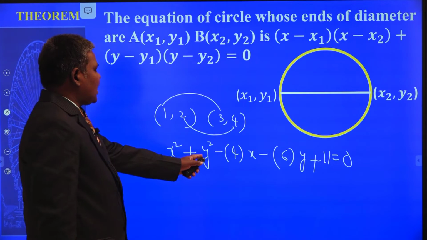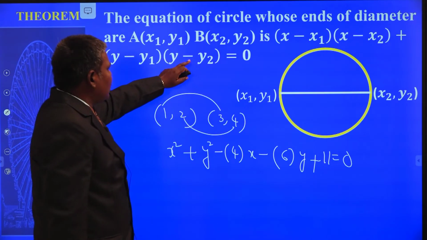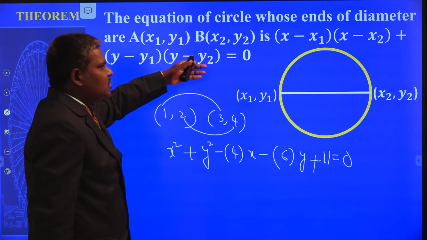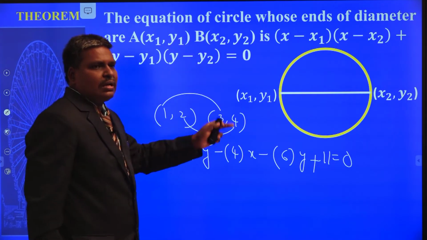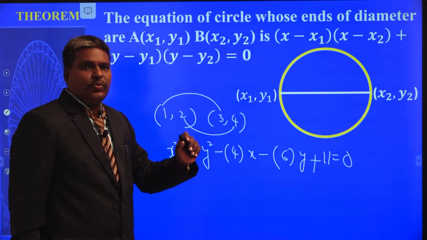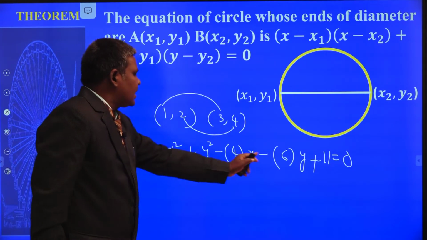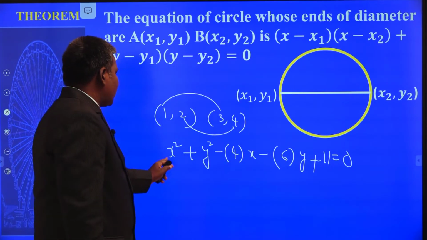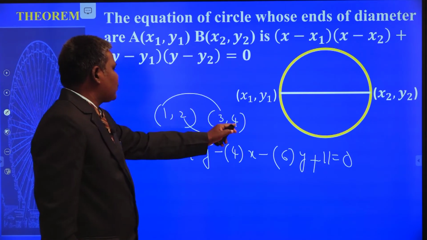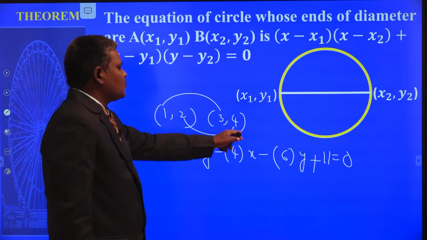I am using the formula above this one. In the derivation we got some equation which is above this equation. That is what? x square plus y square minus of (x1 plus x2) into x minus of (y1 plus y2) into y plus x1 x2 plus y1 y2. That formula is used here. Okay. x square plus y square minus sum of x coordinates into x minus sum of y coordinates into y plus dot product, I mean x1 x2 plus y1 y2.